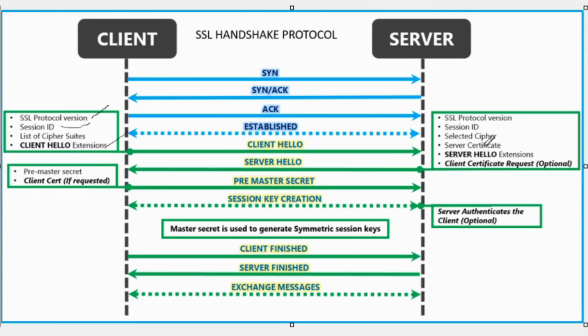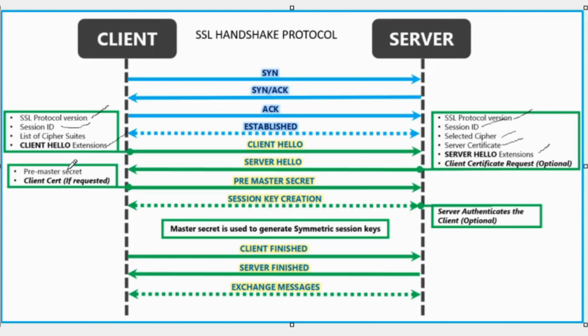Then the server sends the server hello. This is our phase 2. What things are included in the server hello? Again, the SSL protocol version, session ID, and selected ciphers. Our client sent a list of cipher suites, so the server selects the ones best suited for our client. Then the server certificate, the server hello done, and a request for the client certificate. Then this message is delivered to the client.